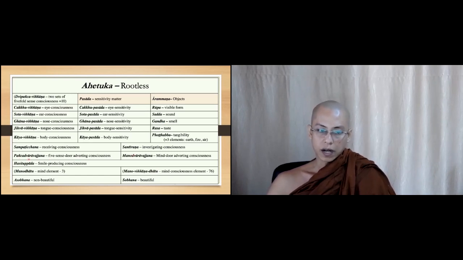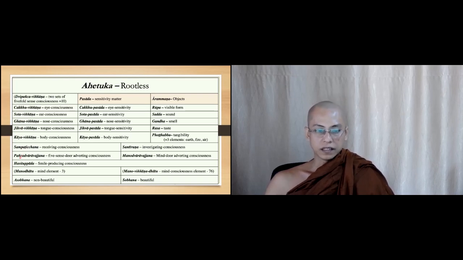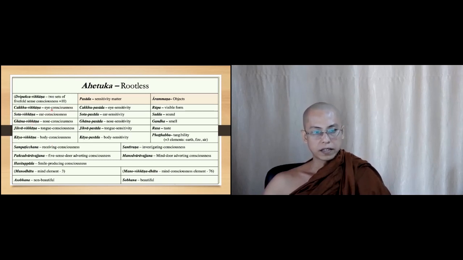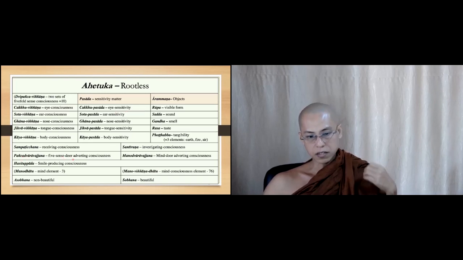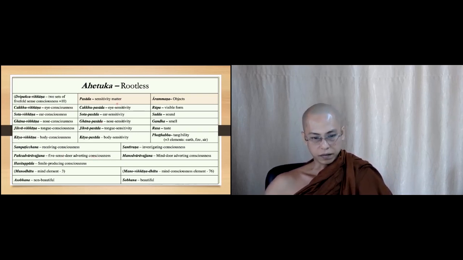Then Pancha Dwara Vajjana. Pancha is 5, we already said it here. So there's a number. And Dwara is door. So five-sense door. Avajjana is adverting consciousness. Before the 5 types of consciousness arise, when the objects are introduced to the sense doors, five-sense door adverting consciousness arises. We will understand this in the Ahetuka study.